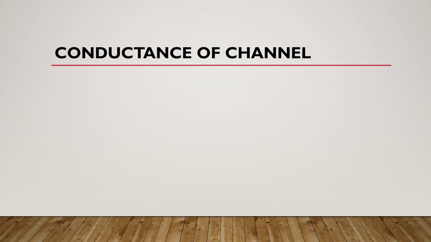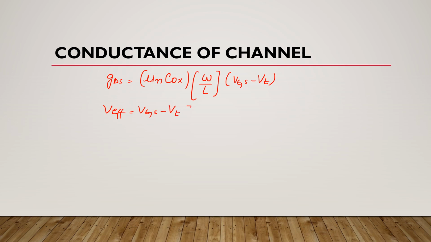Now we will understand the conductance of the channel. The conductance of the channel can be found by using this equation where mobility of electrons is multiplied by capacitance of oxide layer and it is multiplied by transistor aspect ratio, and here we have gate to source voltage minus threshold voltage. We know that effective voltage is equal to gate to source voltage minus threshold voltage.